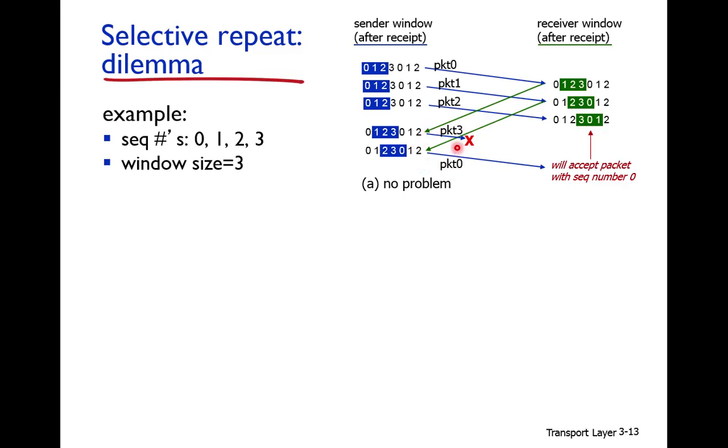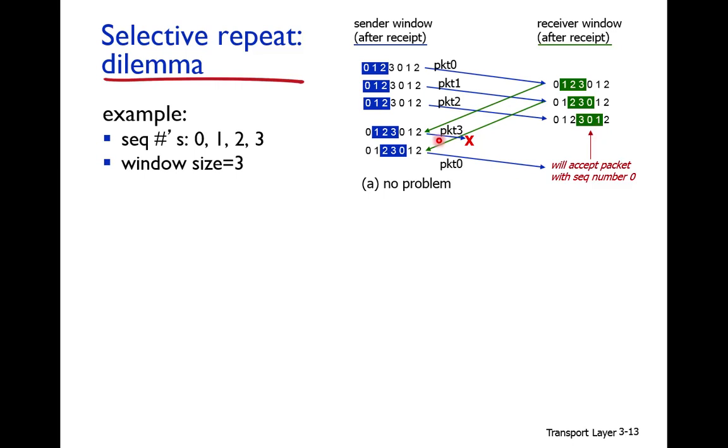Now suppose that packet number 3 is lost. Suppose packet number 2 is received, it is in order, so it will be delivered to the application, and the receiver will advance its receive base to 3. That is, now the receiver is waiting for the fourth packet with sequence number 3. Okay, so the receiver is waiting for the fourth packet with sequence number 3, the fifth packet with sequence number 0, and the sixth packet with sequence number 1.